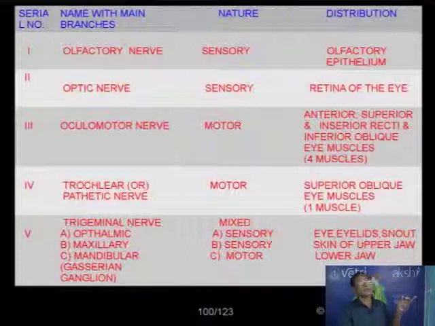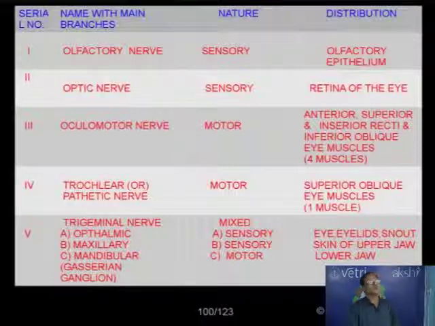Number 1, number 2, number 8. Number 1, the olfactory nerve. Number 2, the optic nerve. The first one goes to the olfactory epithelium of the nose. The second one goes to the retina of the eye. The third one goes to the cochlea. So there you have the cochlear nerve and also the vestibular nerve, and both are the branches of the auditory nerve. So number 1, number 2, number 8, that is olfactory, optic and also auditory. These are all the sensory nerves.